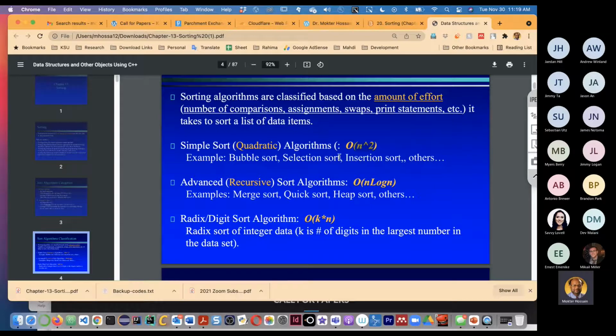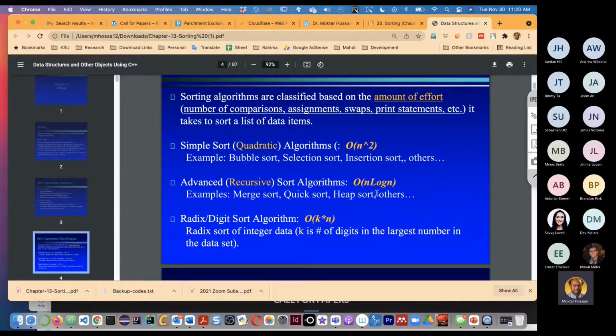That means if you have a data size of 10, it will take, in the worst case, 10 to the power 2, that means 100 time to process. In the case of large n, n to the power 2, that means n squared, becomes larger, so these kinds of sorting algorithms take a large amount of processing time. Compared to this, there are some advanced sorting algorithms like merge sort, quick sort, or heap sort. These take n log n time.